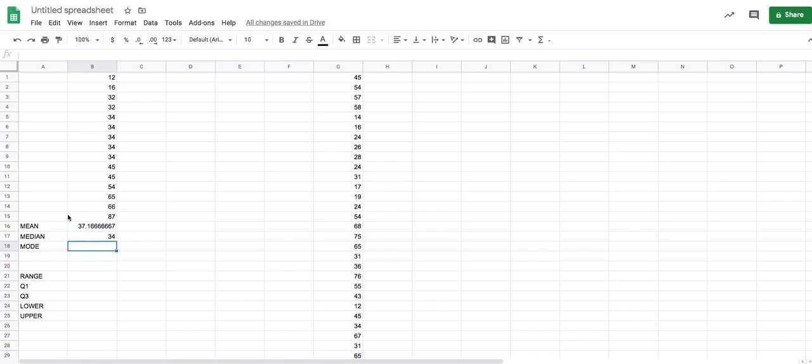Now remember, there's 15 numbers here. That's an odd amount of numbers. So therefore, there's going to be a true number in the middle, and that's going to be the 8th number, and that's right there. And so I'm just going to highlight this, that 8th number, the one in the middle.